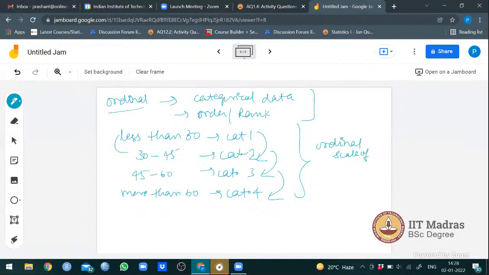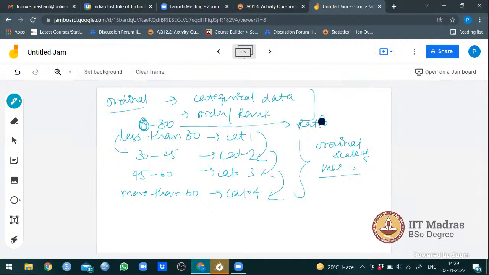So we don't have a defined scale. Less than 30 and more than 60 are not defined. Suppose it starts from 0 to 30, then there is an absolute 0 property. Yes, sir, so we can take it under ratio also. Ratio, okay. See, the scale of measurement depends on the type of data and the type of study you want to apply it to. It depends on the context of the question.